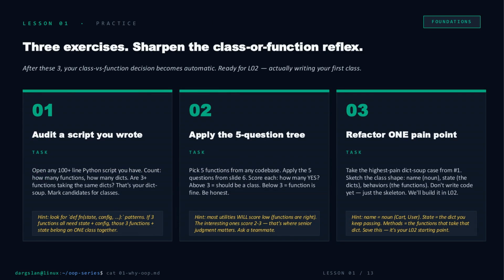Time to make this stick. 3 exercises in order. First, audit a script you've actually written. Count the functions, count the dicts, and flag any trio of functions juggling the same state. That's your dict soup. Second, take 5 functions from any code base and run the 5-question tree on them. Score 2 or 3 is where the real judgment lives. Third, pick your worst offender and sketch the class. Noun, state, behaviors. No code yet. That skeleton is your starting point for Lesson 02.